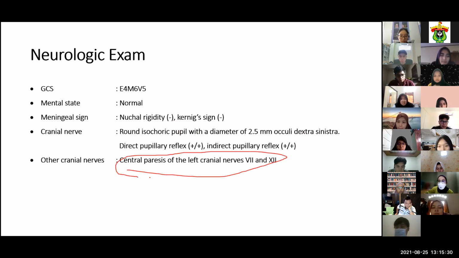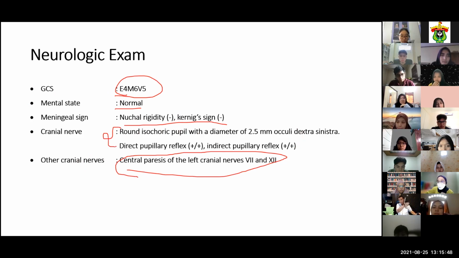So before we move, let's perhaps just have a quick run through the neurologic exam. So the GCS, that's the Glasgow Coma Scale. He has a perfect score, meaning that he's well aware, he's well orientated, there is no loss of consciousness. Mental state is normal, there's no meningeal sign, and his cranial nerves, his pupil reflexes are normal. But as Ira has already stated, there is an abnormality of the cranial nerves 7 and 12. So please note that your patient now has a left side hemiparesis and also a left cranial nerve paresis of the 7th and the 12th cranial nerve. Okay, just write that down for our diagnosis section.